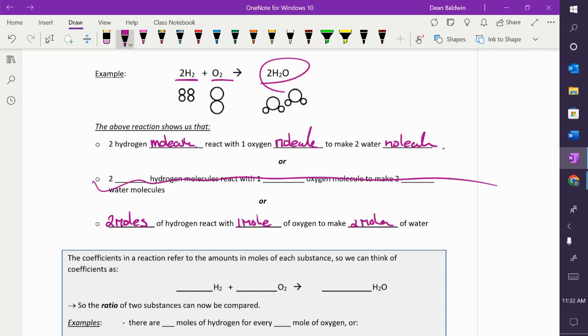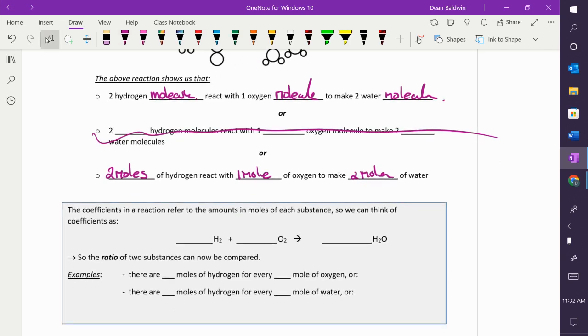And then if you know the moles, you can figure out the grams. That makes sense? So if I say I need to have 10 grams of water formed, I can figure out how many moles that is, and that'll tell me how many moles of hydrogen and oxygen I need to make that.